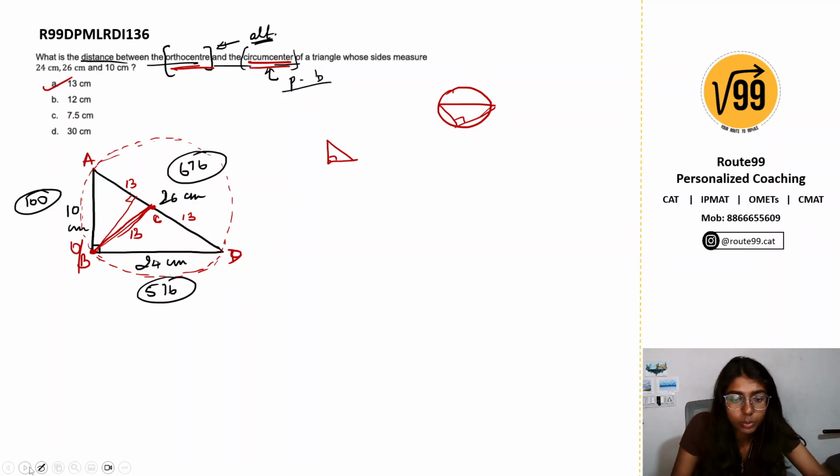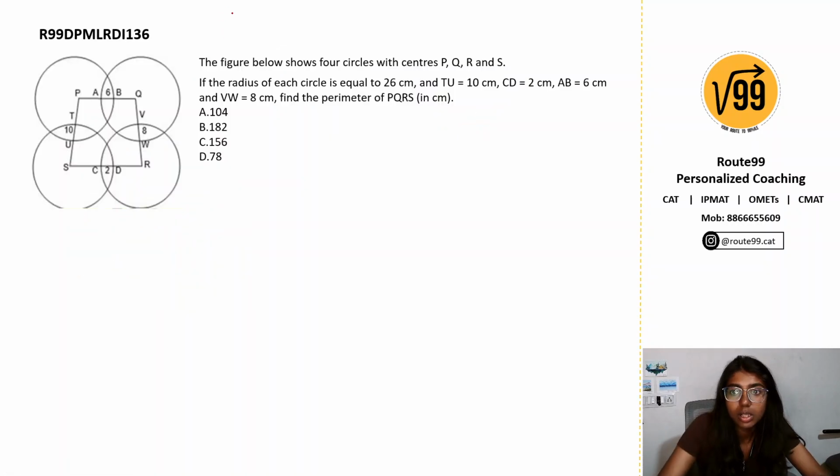Moving on, next question. The figure below shows four circles P, Q, R, S with centers PQRS. Fine. The radius of each circle is equal to 26. If TU is equal to 10, this small part, and similarly CD 2 दे रखा है, AB आपको 6 दे रखा है, and VW आपको 8 दे रखा है. Find the perimeter of PQRS.